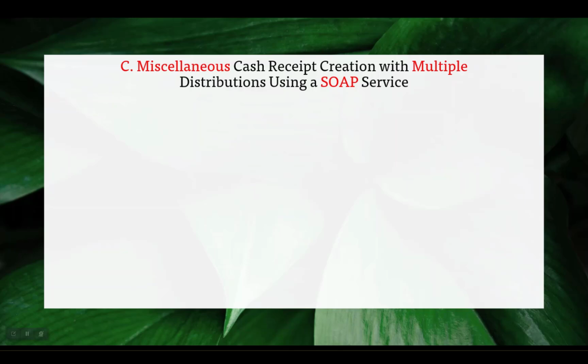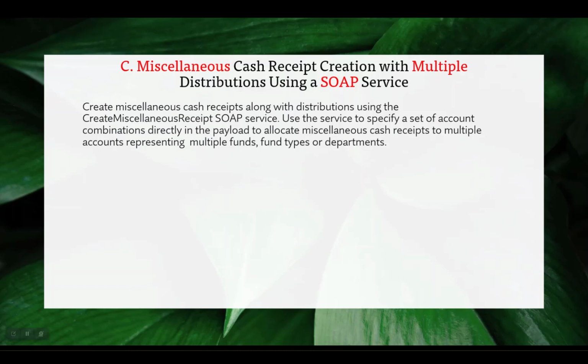Now you can create miscellaneous cash receipts with multiple distributions using a SOAP service. This is like API tools through a technical payload. It's again API tools to upload a lot of miscellaneous cash receipts with multiple distributions. Create miscellaneous cash receipts along with distributions through the create miscellaneous receipt SOAP service. I think the technical team will know this.